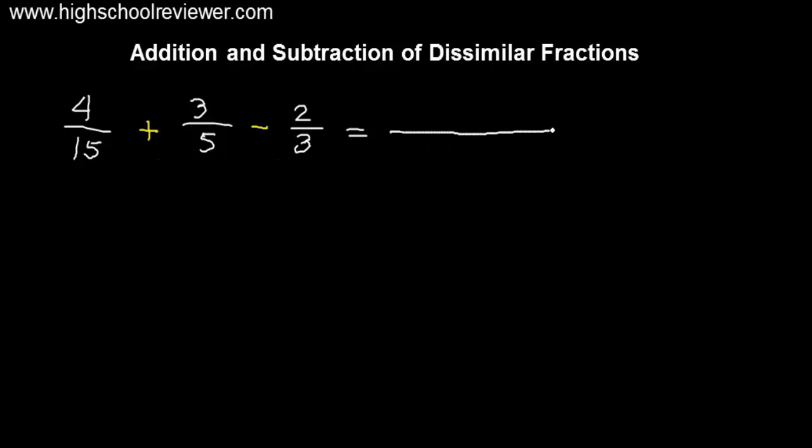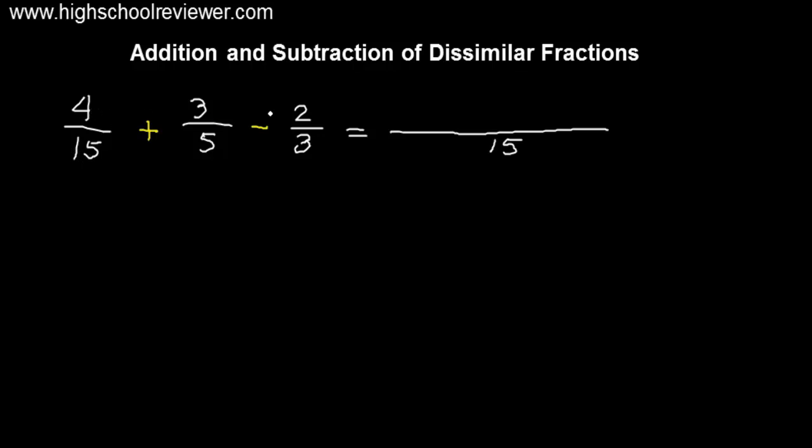Our next problem, we will have 4 over 15 plus 3 over 5 minus 2 over 3. To add these dissimilar fractions, first we need to get the lowest common denominator. The lowest common denominator, or the LCM, or the lowest common multiple of 15, 5, and 3 is 15. 15 is our LCD.